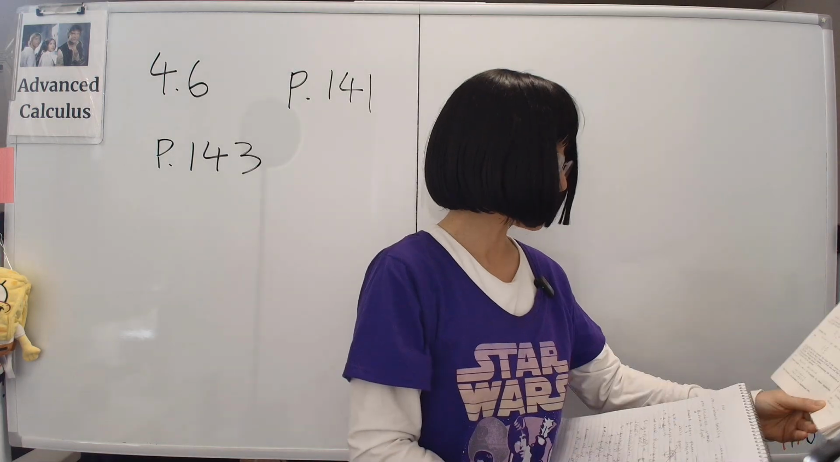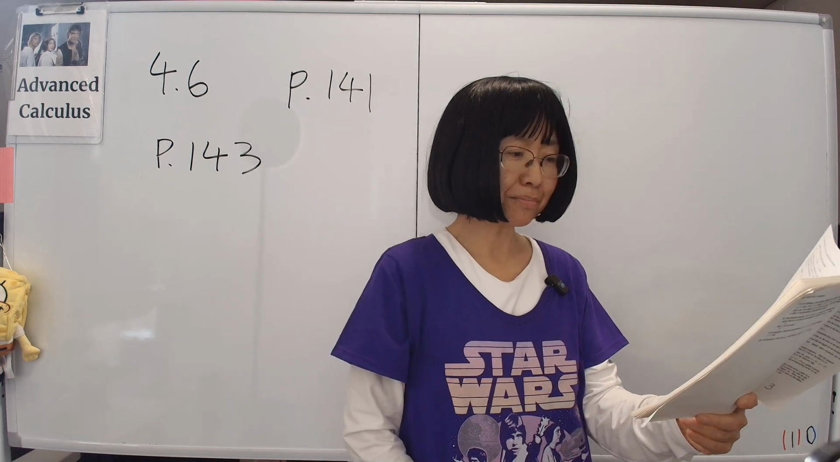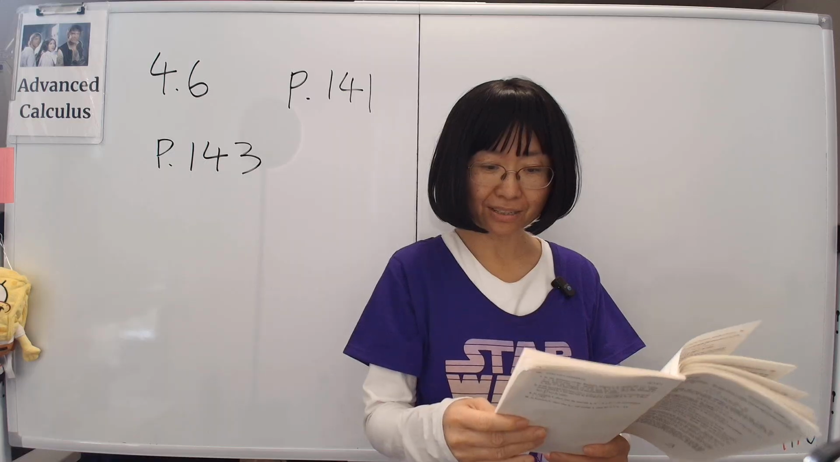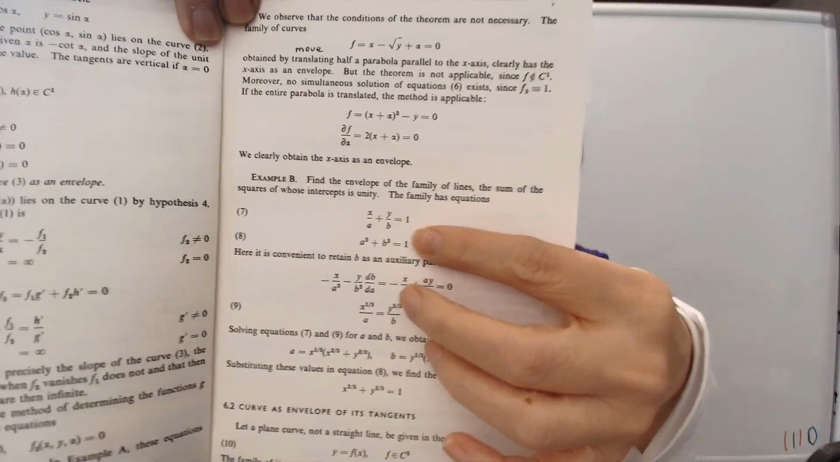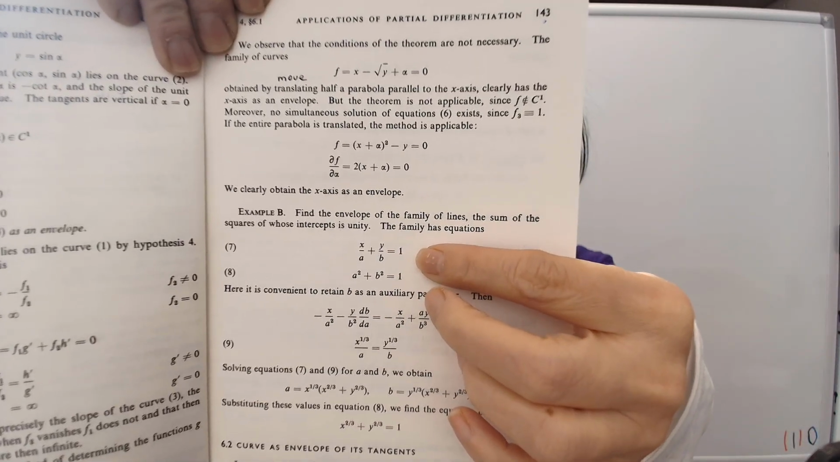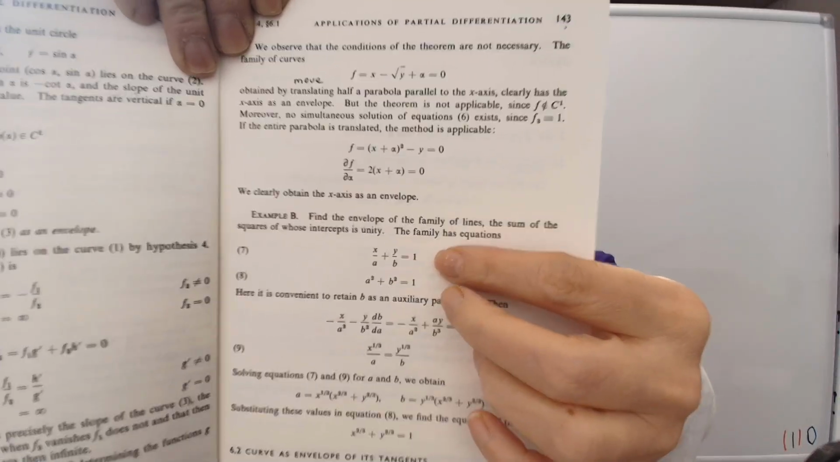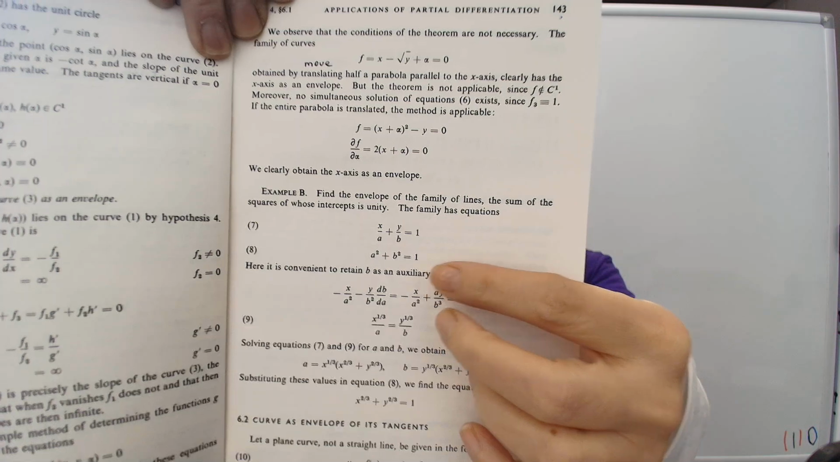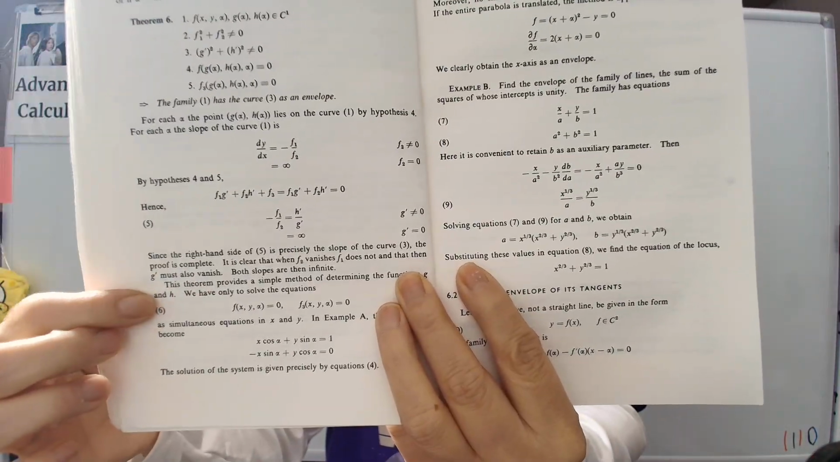So next, let's look at example B, where we need to find the envelope of the family of lines the sum of squares of whose intercepts is unity. That is 1. All right, so let's consider a family of lines. That means straight lines. The intercept formula from algebra says x over a plus y over b equals 1, where a and b are the x and y intercepts. You can see that if you set y equal to 0 or x equal to 0, those would be the intercepts. And it says the sum of the squares of the intercepts is 1. And then we are going to simply apply this thing right here.